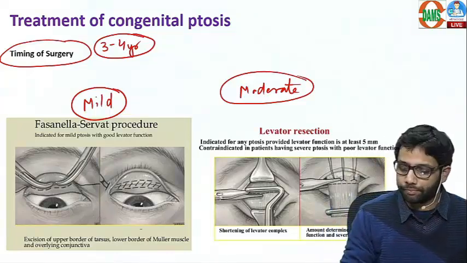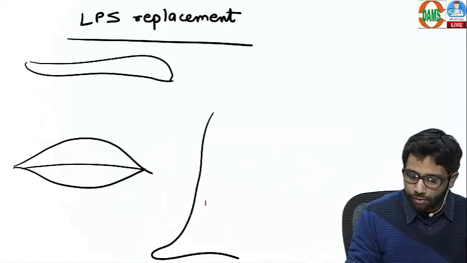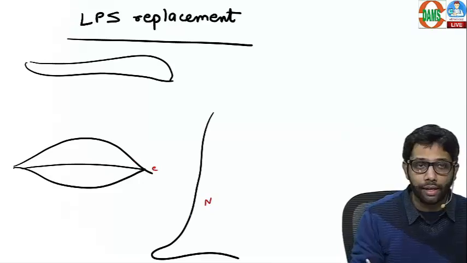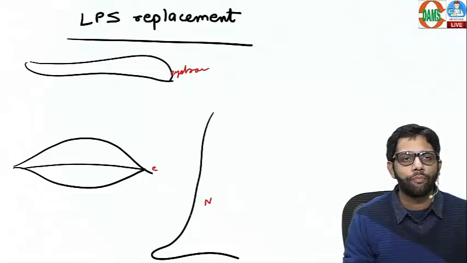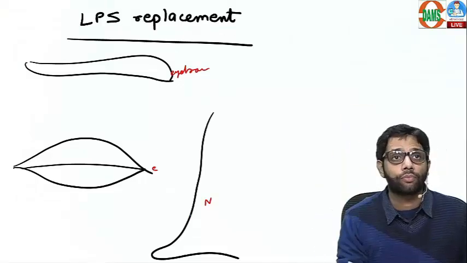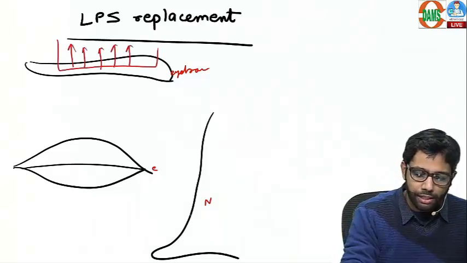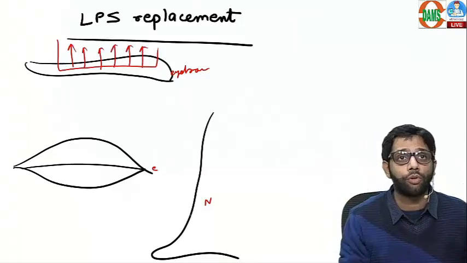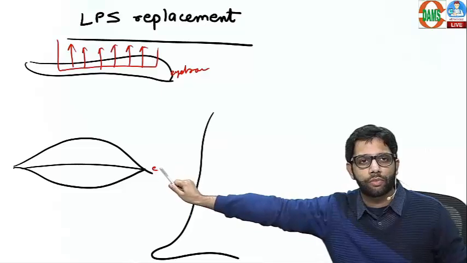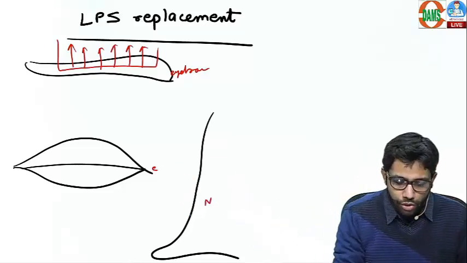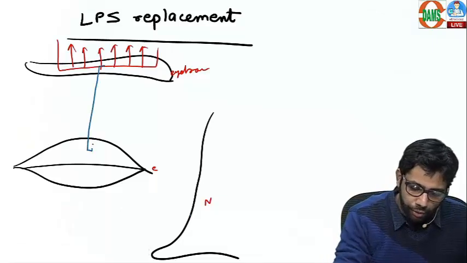And for severe ptosis, you have to replace the LPS. So what is this? This is our nose. This is your eyelid. This is the eyebrow. Why am I drawing the eyebrow? What elevates your eyebrow? There is a muscle over here, the frontalis. You frown and elevate your eyebrow with the frontalis muscle. Here the LPS is very poor, with very severe ptosis. So what you do is join the frontalis to the tarsus.